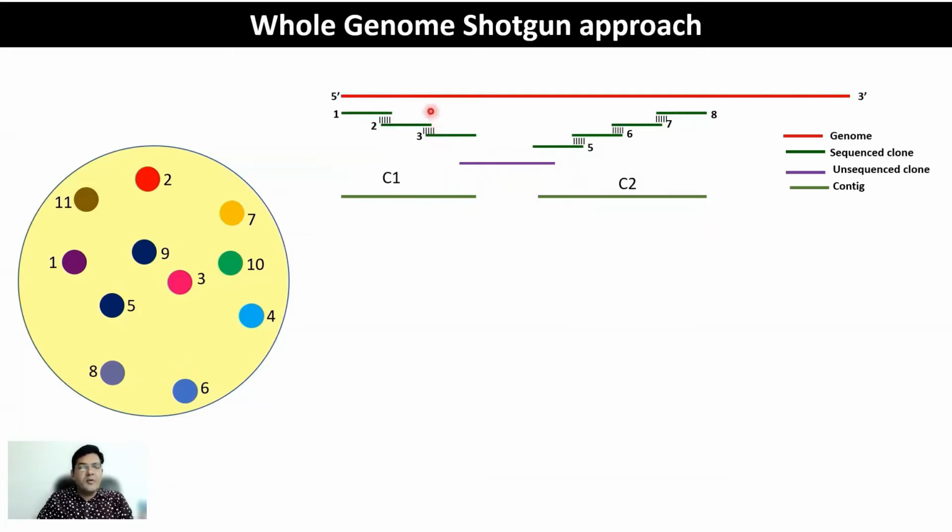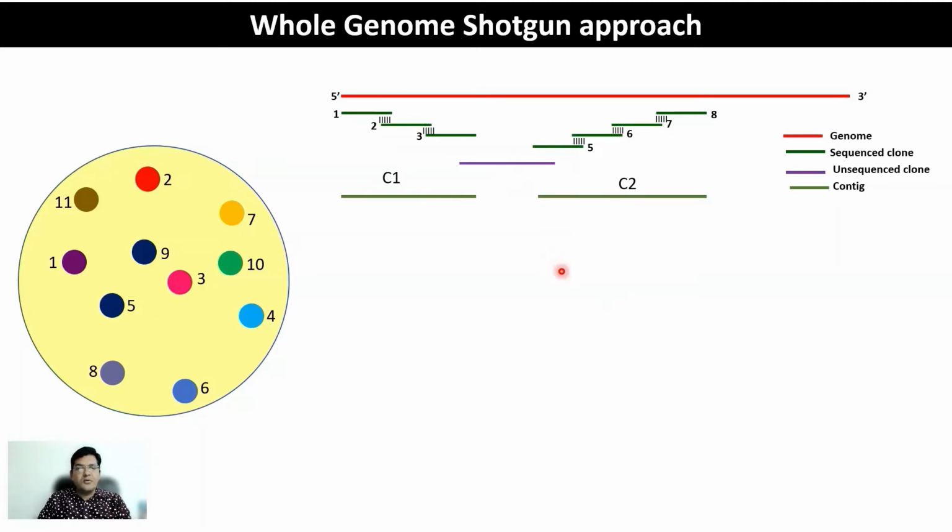And because you randomly picked up fragments for sequencing and you did not pick up fragment 4 here, Contig 1 cannot directly be joined to Contig 2. So this represents a gap in the sequence, right? And we'll talk more about it as we go along.